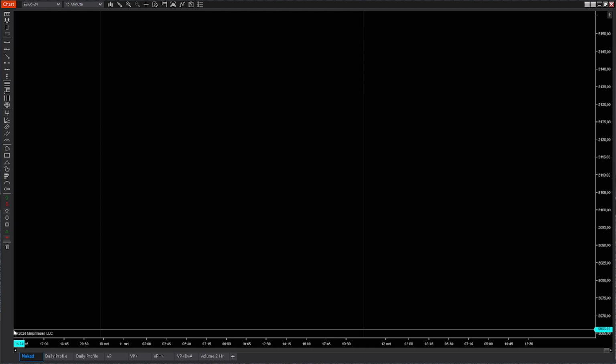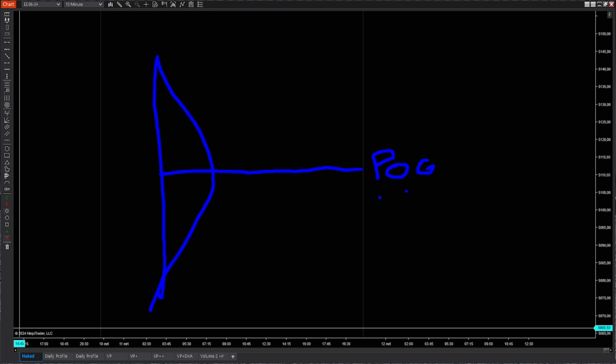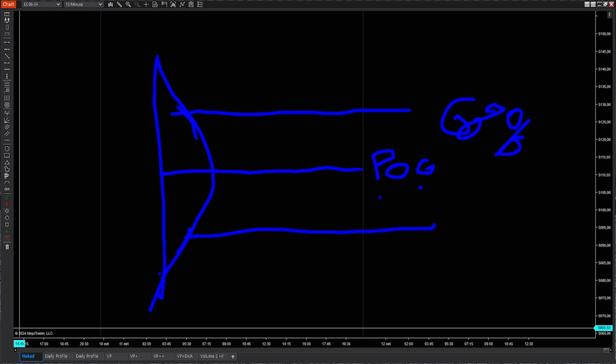Now, how do we read a volume profile? Let's say we start off with a very balanced volume profile, just like this. A volume profile will have a few key components. One of the key components is the price that is the most traded right here. We call this the POC, or the point of control. Every volume profile also has a value area that is 68% of the most traded volume inside the profile.